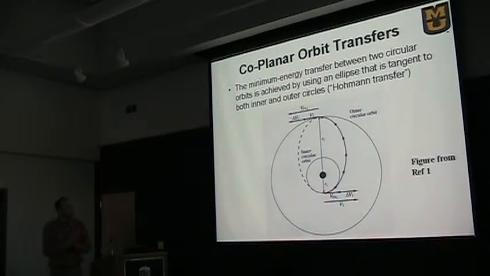So here's the most efficient way you can get from an initial circular orbit to a larger outer circular orbit in the planar sense. So all the maneuvers are taking place in the plane of the screen. And it's called a Hohmann transfer. It's an ellipse that's tangent, like I said, at the bottom of that initial circle and tangent at the top to the outer circle.